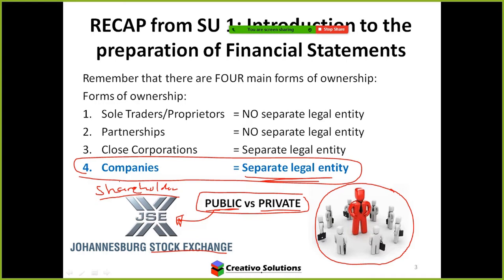Right. So when you're looking at a company, just remember it's a separate legal entity. So do public and private companies pay taxes? Yes. Good. Do public and private companies have their own rules and laws to follow? Yes. Okay. Do private and public companies have a separate legal entity in terms of their personality? So are they a juristic person? Yes, they are. Right.